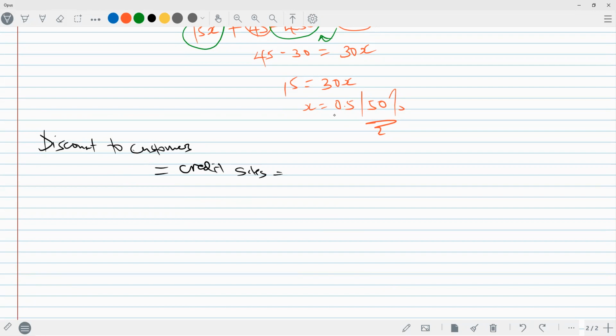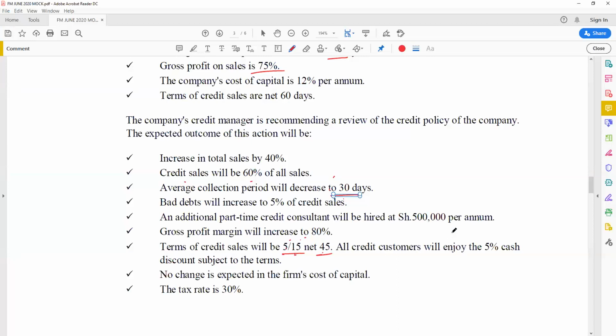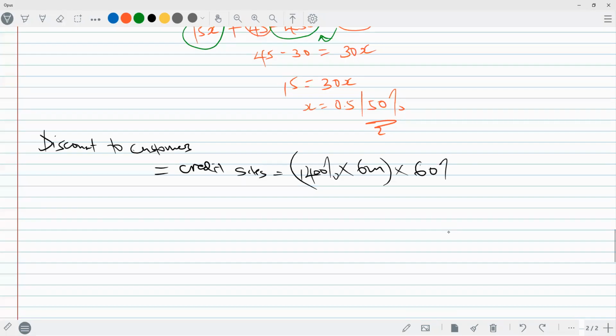The credit sales will be equal to 140%, we multiply by 6 million. Going back to the question, of the total sales, 60% is the sales that are on credit. So multiply by 60% to give us 5,040,000.